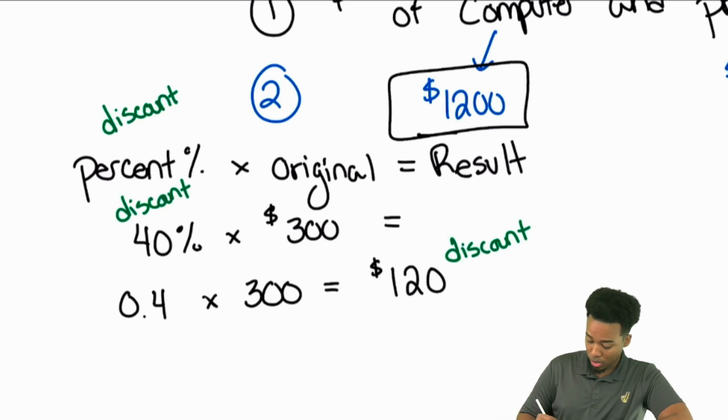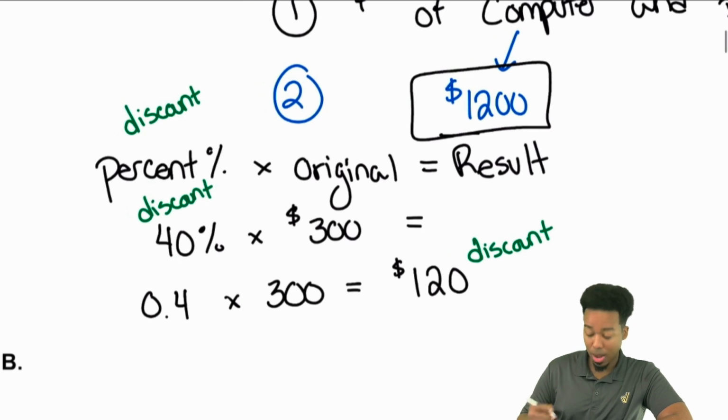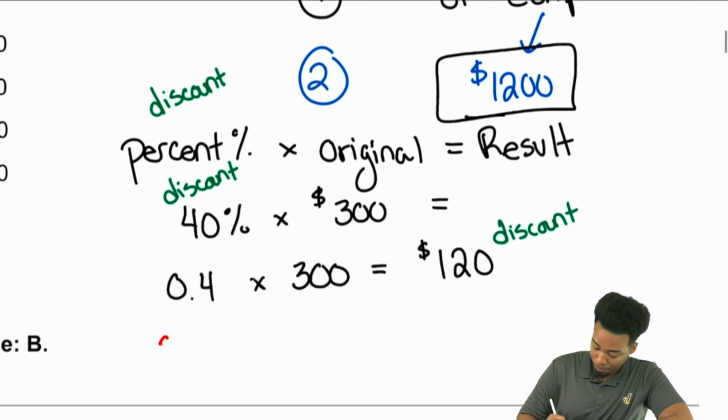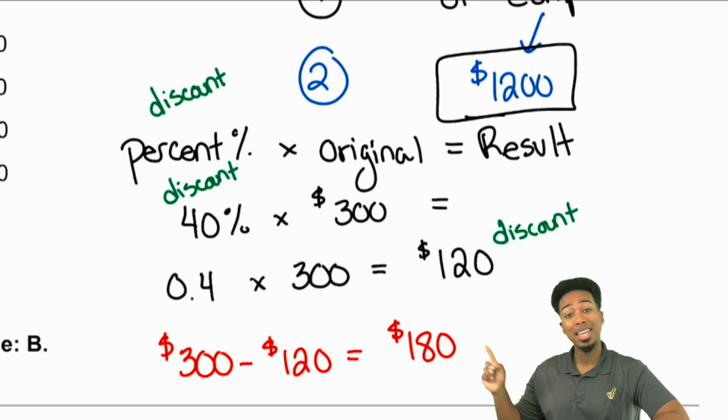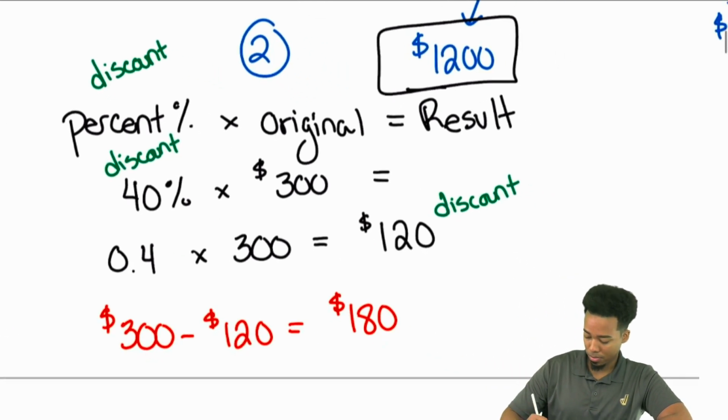So if we take one extra step here and we figure out, hey, how much are we actually paying? Take a look here. 300 minus the 120, that's going to equal 180. That's what you're paying for the printer.